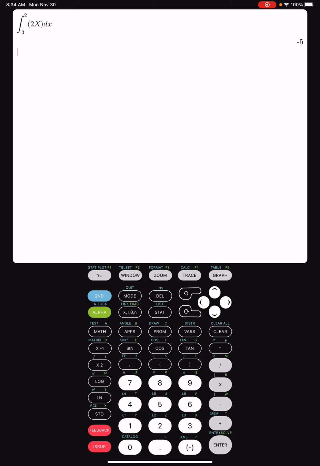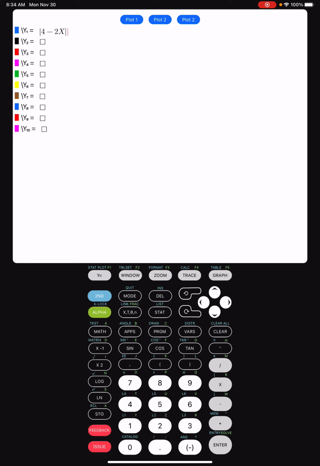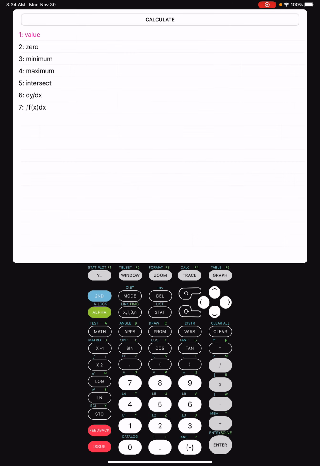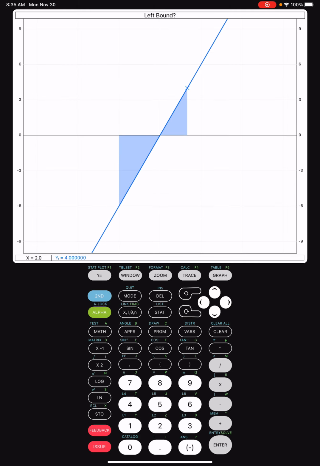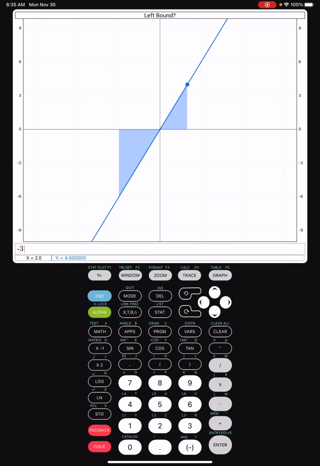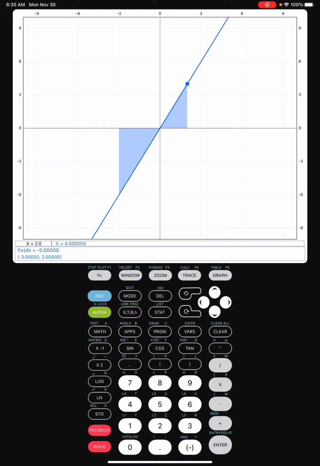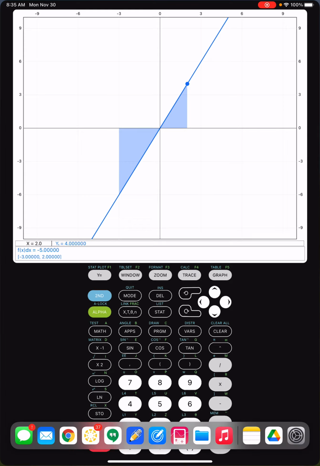Okay? We could also check this on the graph. If I go up here and I put in 2x to my graph and look at the picture, remember I can do second calculate, and number 7 down there looks like an integral. So I hit 7, and it wants to know my left bound, so I'm going to put negative 3 as my left bound. My right bound is going to be 2. And it tells me down here at the bottom, f of x dx equals negative 5 when I'm going from negative 3 to 2. So negative 5 seems like the right answer.